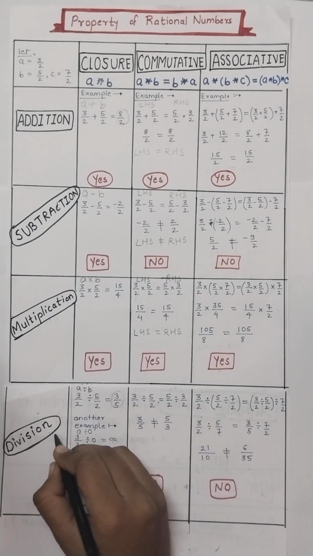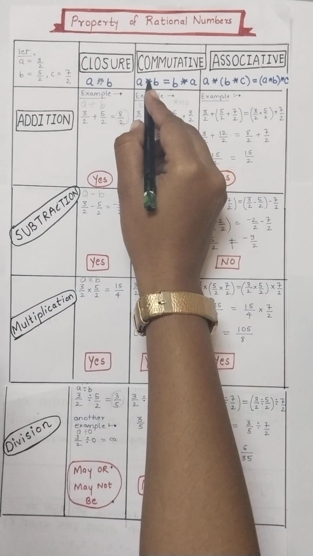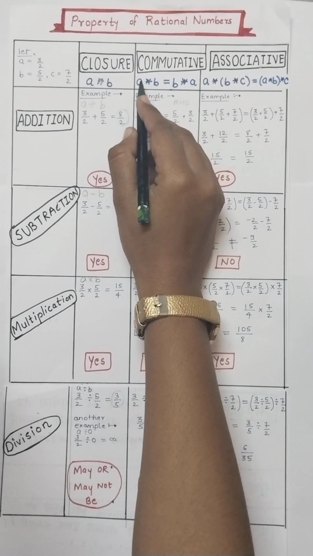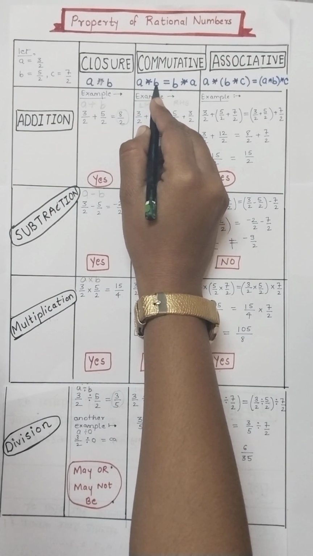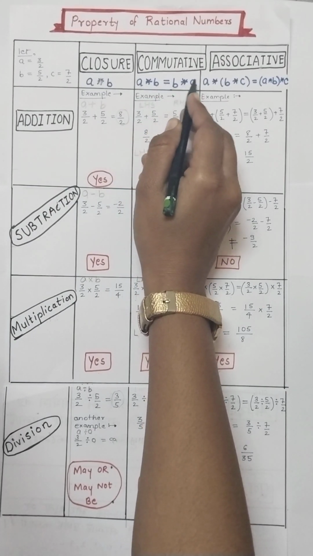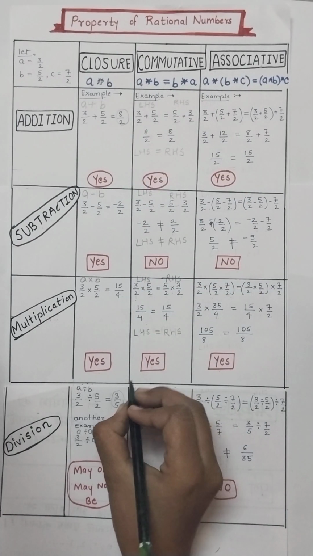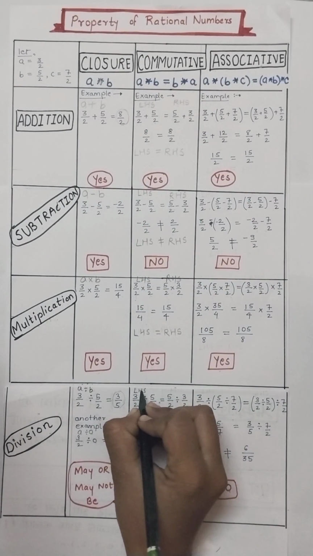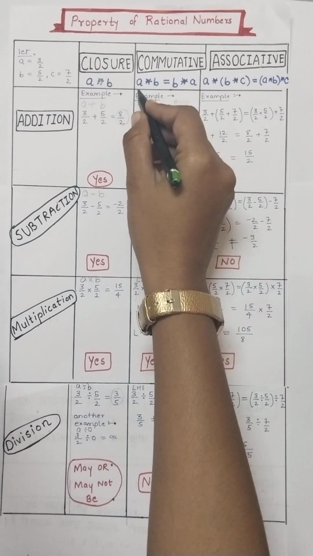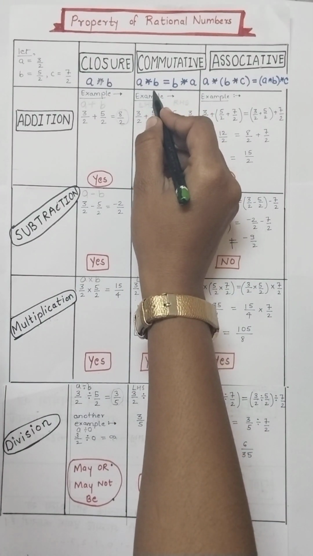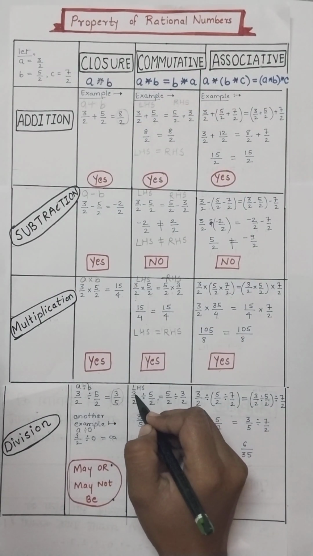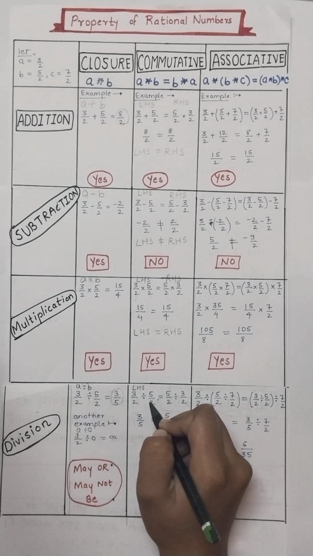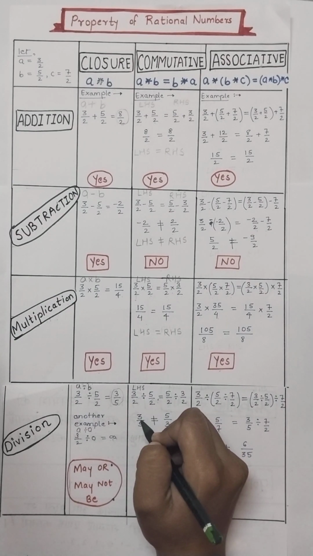Next we will see for division. Now in place of the asterisk we will take the division symbol. So a divided by b is equal to b divided by a. Now a divided by b becomes our LHS. So put in the values: a is 3 by 2 divided by 5 by 2. Our answer will be 3 by 5.